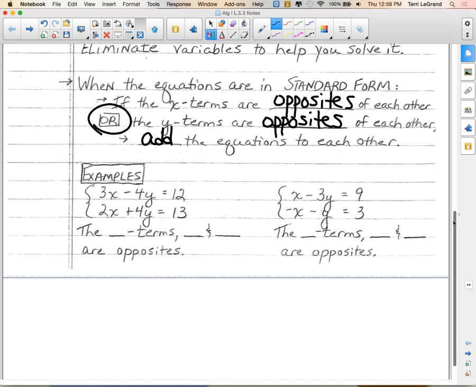Okay, which ones? The y terms are opposites. Yeah, the y terms, the negative 4y and the positive 4y are opposites. So we would say, oh, that means I can add these equations together and the y's would eliminate. They would be gone, and I would be able to solve for x first.